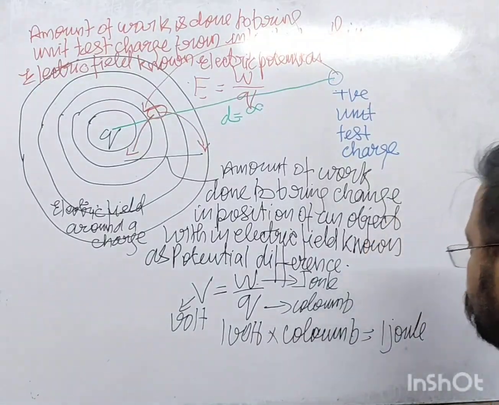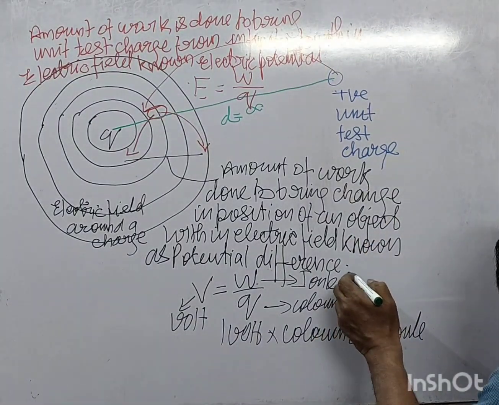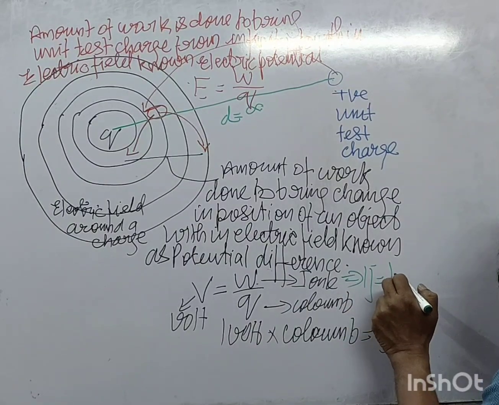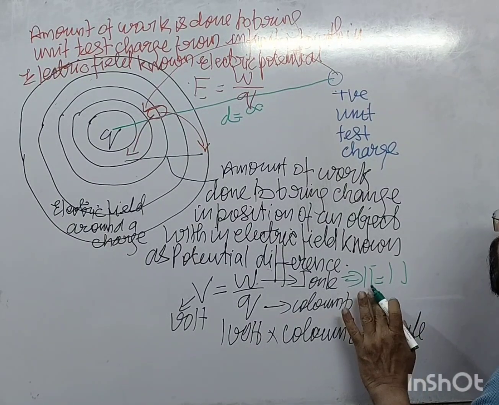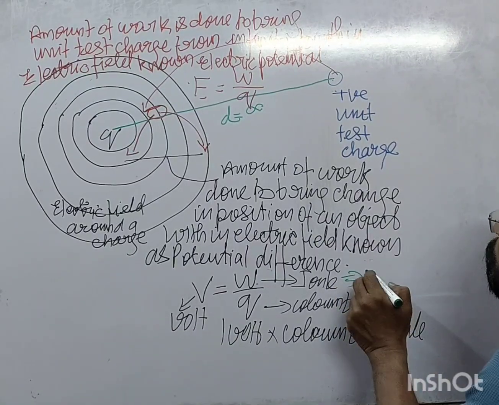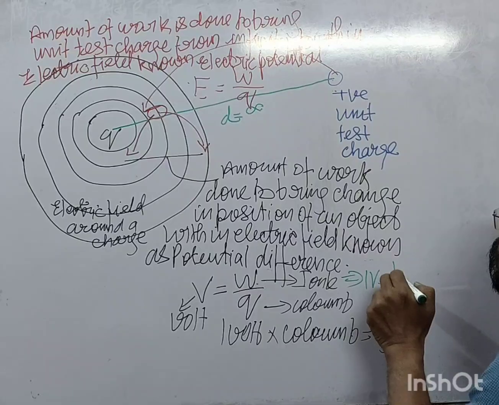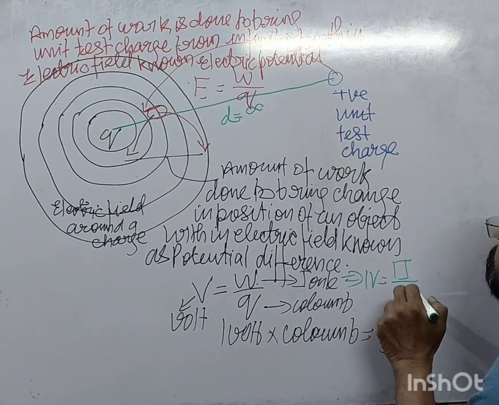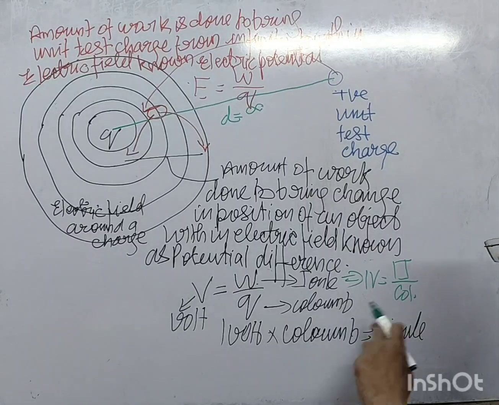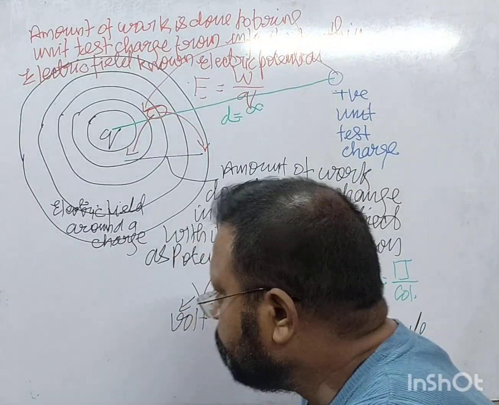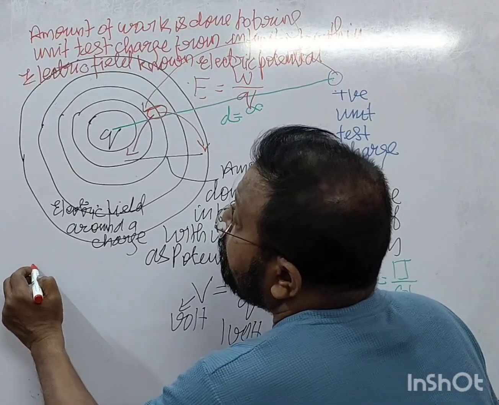You may write 1 volt is equal to 1 joule per coulomb. Yeah, 1 joule is equal to 1 volt coulomb. Right? You have read 1 electron volt.